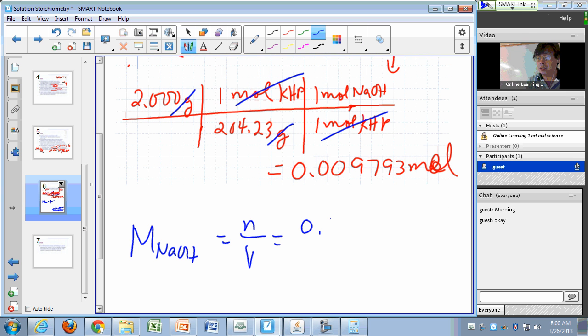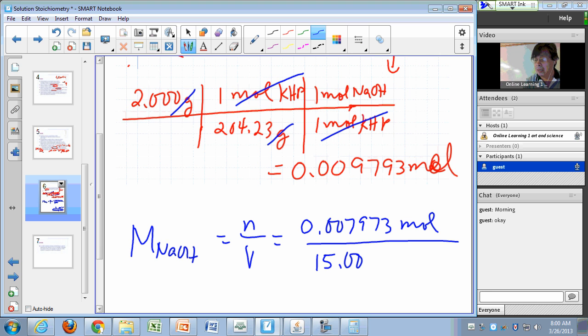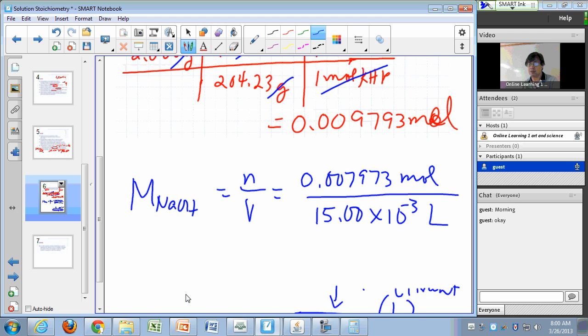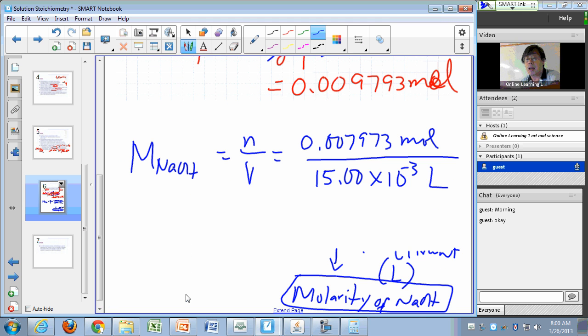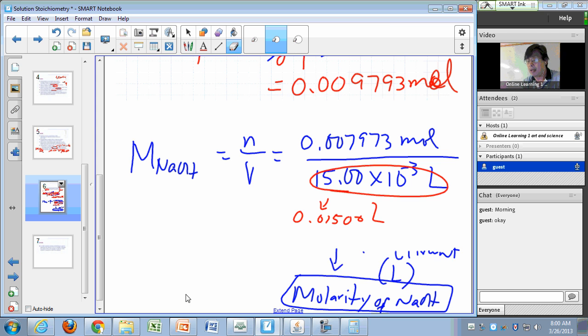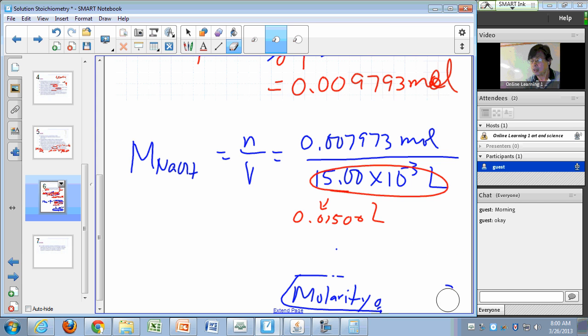So 0.007973 moles divided by the volume in liters, which is 15.00 milliliters. Milliliters means 10 to the negative 3 liters, so instead of writing milliliters, I write times 10 to the negative 3. Okay? And of course, this is just 0.01500 liters.